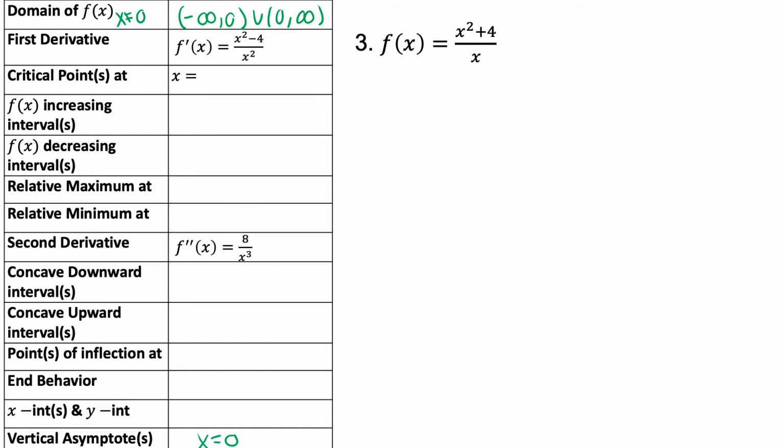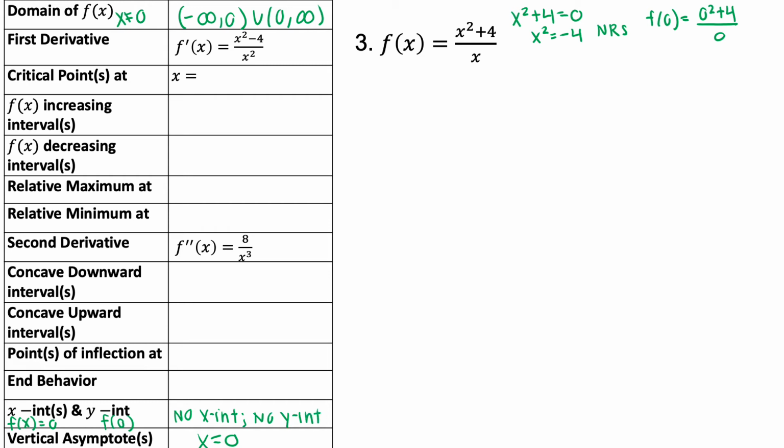Plugging in to find our x-intercepts and our y-intercepts. X-intercept, you set your function equal to 0. So setting our numerator, x squared plus 4 equals 0. We get x squared equals negative 4, which has no real solution, which means I have no x-intercept. And then to find our y-intercept, we evaluate our function at 0. So f of 0 gives us 0 squared plus 4 over 0, which is not going to happen. So we have no y-intercept. So far, an exciting graph.